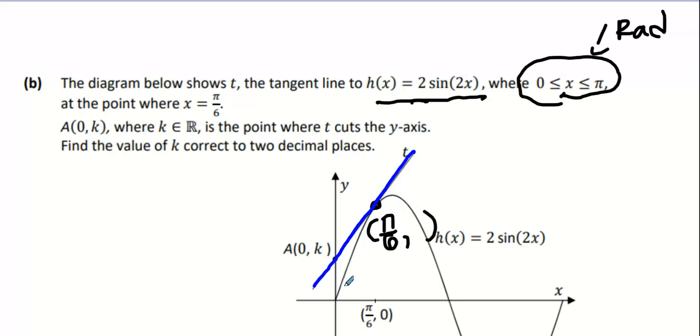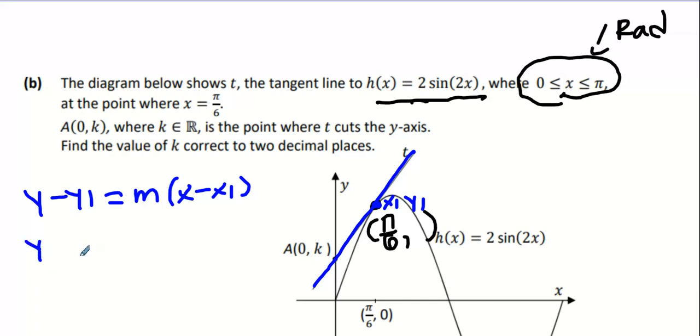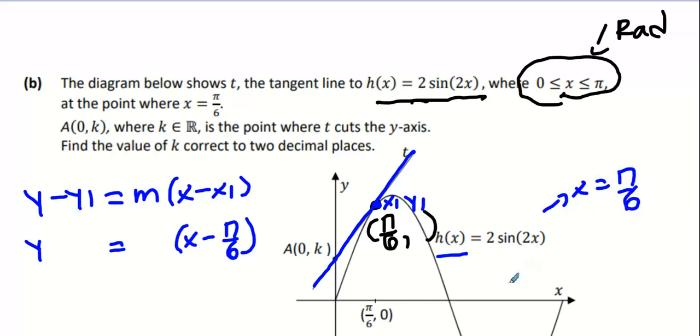So first of all, I'm going to have to find the tangent line. To find a line, you need the equation of a line formula. I need to know a point on the line. Well, I know the x1 value, but I do not know the y1 value. So what I have here is going to be y minus y1 equals m times x minus pi over 6. Now, I'm going to have to find the y value. Well, we know that it's on the curve, so I can replace x with pi over 6, and I can find out what the y value is.